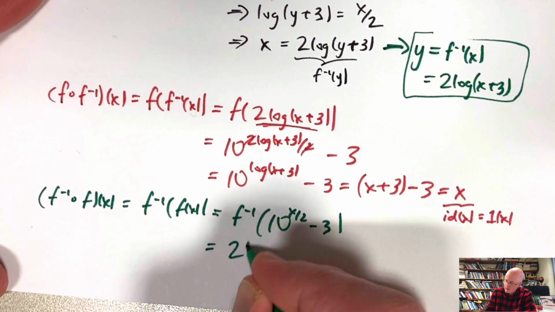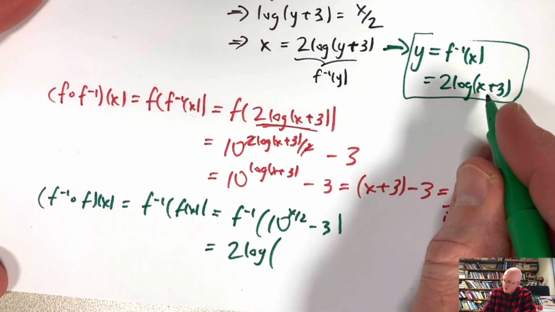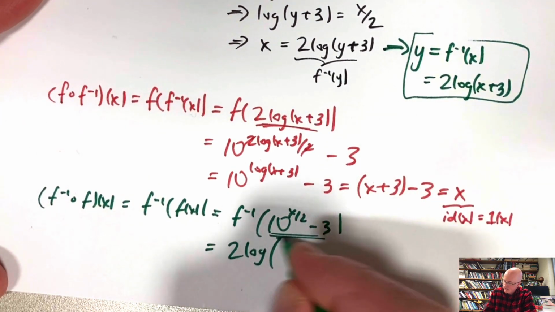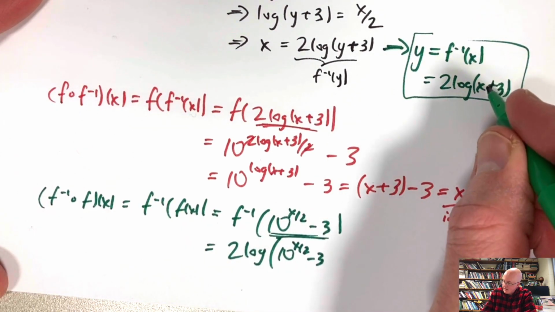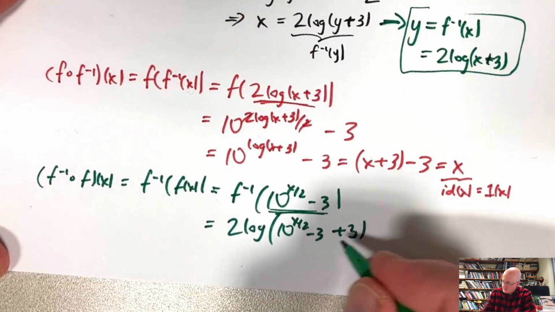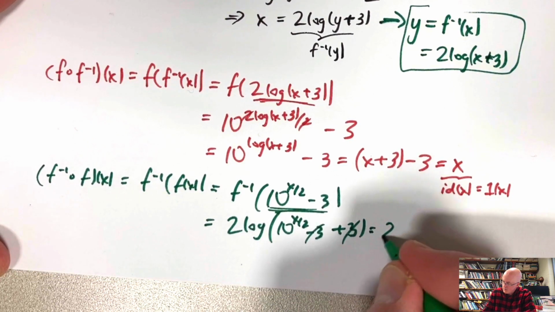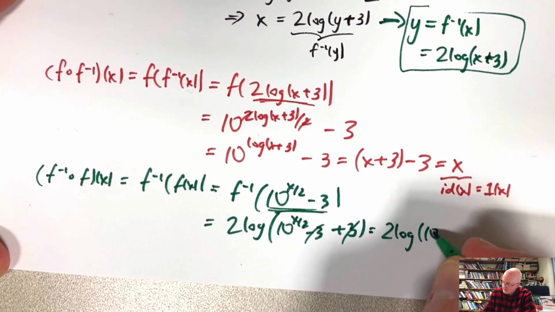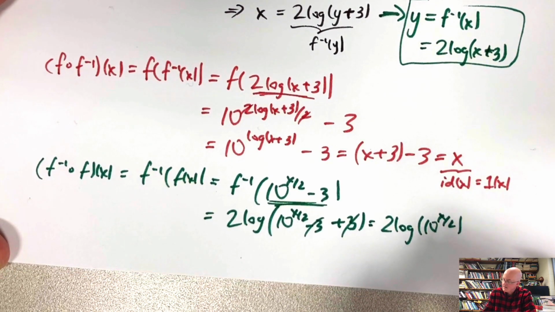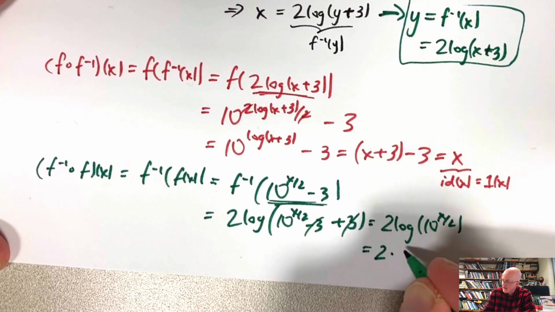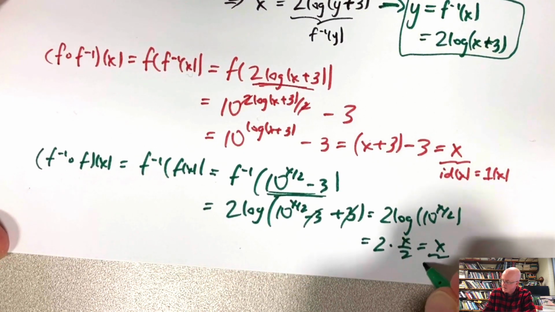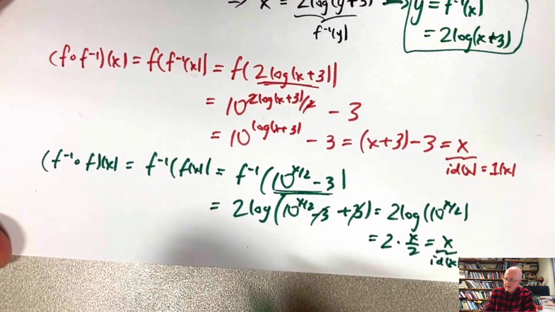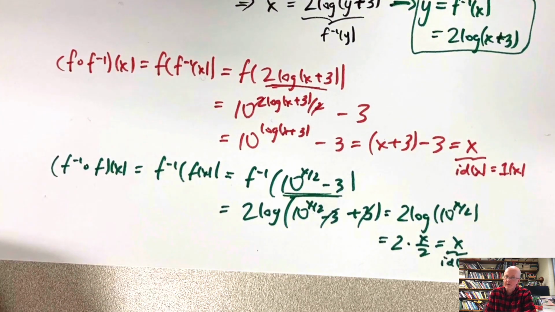So I get 2 log of, replace x with 10 to the x over 2 minus 3. Don't forget to add 3 like we have the plus 3 here. Those 3's cancel. So we get 2 log base 10 of 10 to the x over 2. Log base 10, the common logarithm of x, and 10 to the x are inverse functions, so this simplifies to 2 times x over 2. And we simplify again to x, the identity function, in the end as well. That would be 2 things you could do symbolically to confirm that these are inverse functions.